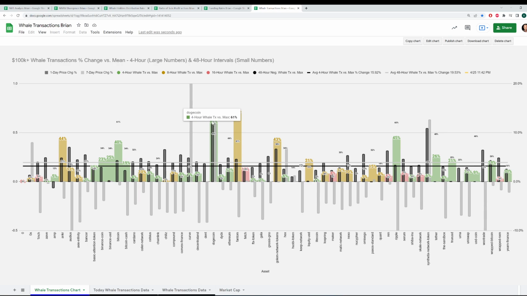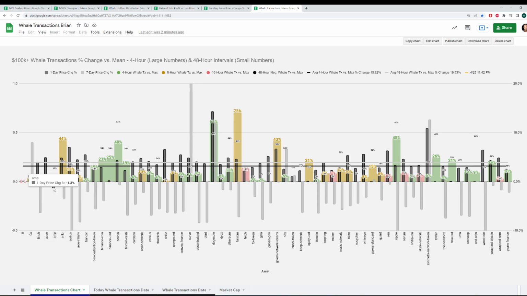61% is a ton. Pretty much anything above around 35% is something to really look at. If it's more than a third of the amount of the very best or highest 4-hour interval of whale transactions, that's pretty notable because it means that whales are making some moves at a high enough rate that you should probably pay attention to it because they can cause price direction changes, especially if there's a big pump and you see a whale transaction spike like we're seeing right here, or a big drop, which none of these assets really saw.